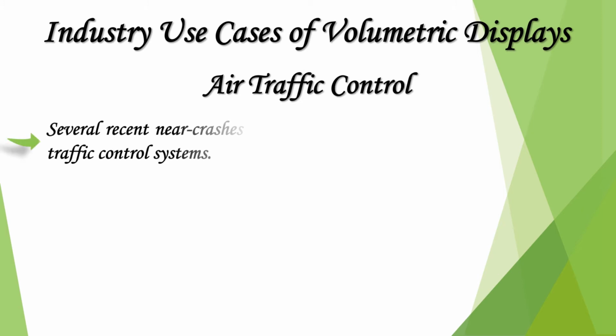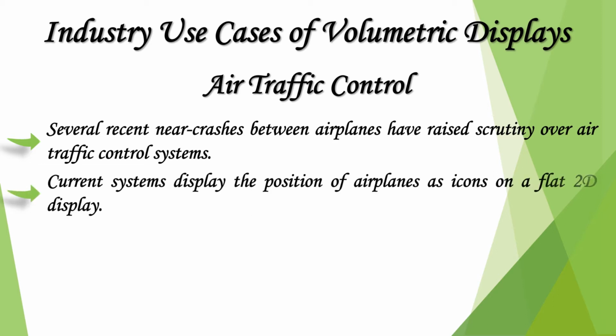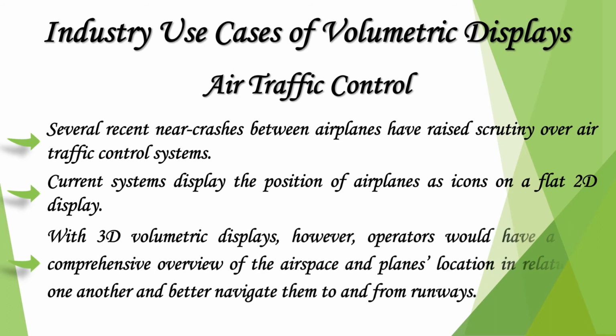Air traffic control. Several recent near crashes between airplanes have raised scrutiny over air traffic control systems. Current systems display the position of airplanes as icons on a flat 2D display. With 3D volumetric displays, however, operators would have a more comprehensive overview of the airspace and planes' location in relation to one another and better navigate them to and from runways.